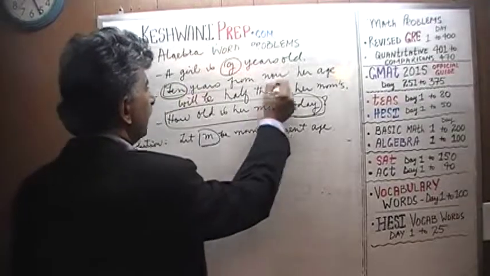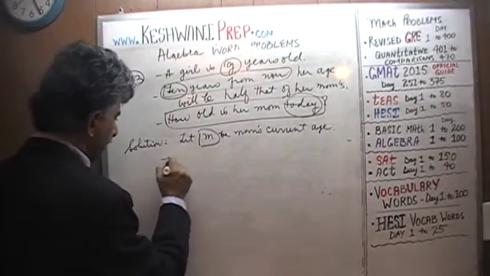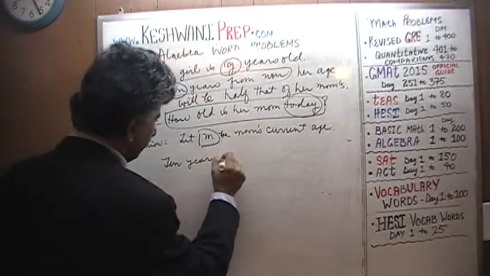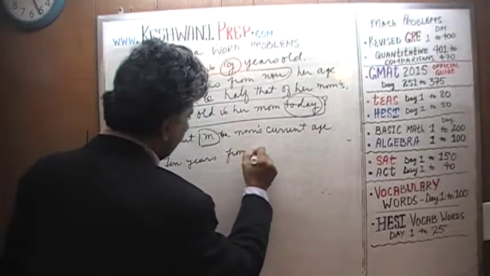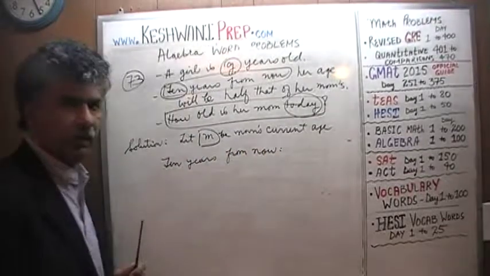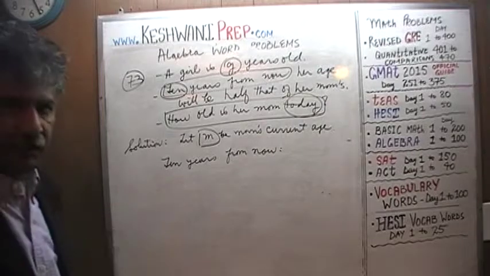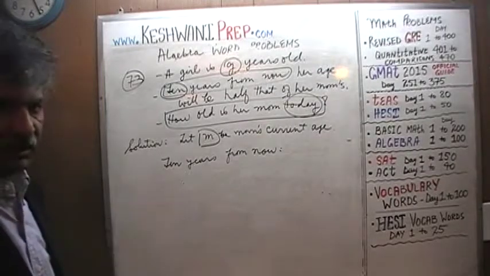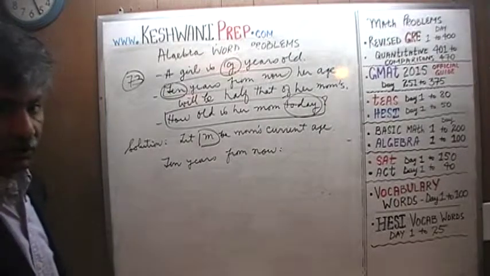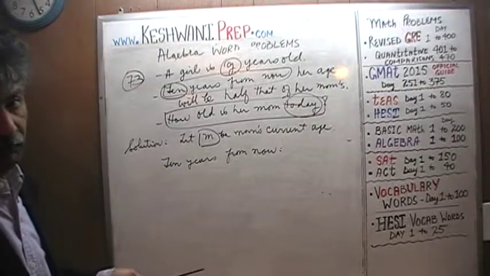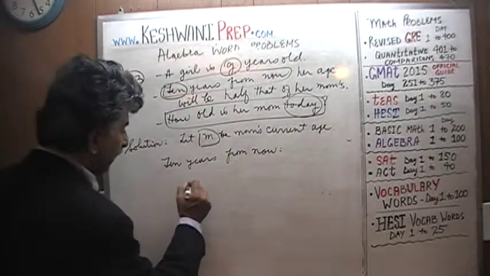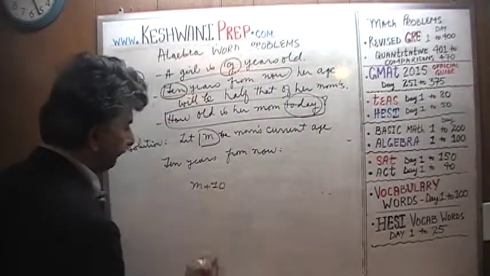10 years from now is what we are told here. So let's make a note here. What's going to happen 10 years from now? If you pretend that she's m years old, let's pretend that m is 33. Well, if she's 33 today, 10 years from now she's going to be 43, m plus 10. 10 years from now, mom is going to be m plus 10.